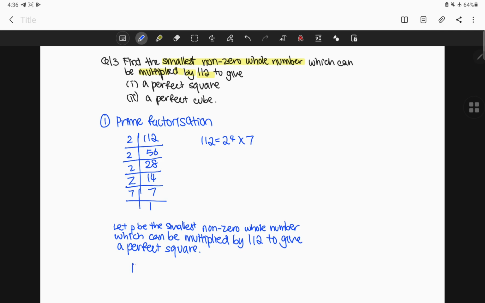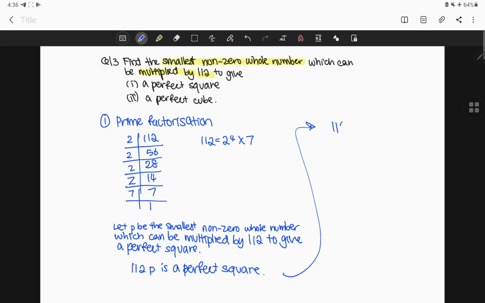Okay, so what this means is that 112p is a perfect square. And what we are supposed to do is find the value of p. What is p equal to? You should be able to solve this easily.